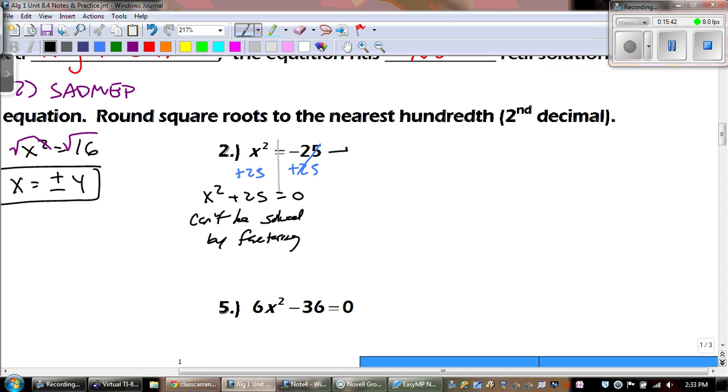But let's see. Can I solve it by doing inverse operations? Is there a linear term? Is there just an x in there? Nope. Since there's not, that means I can do the square root. Okay? Now, can I take the square root of a negative? Plug it into your calculator and check. No, you can't. So the answer to this one is no real solution.